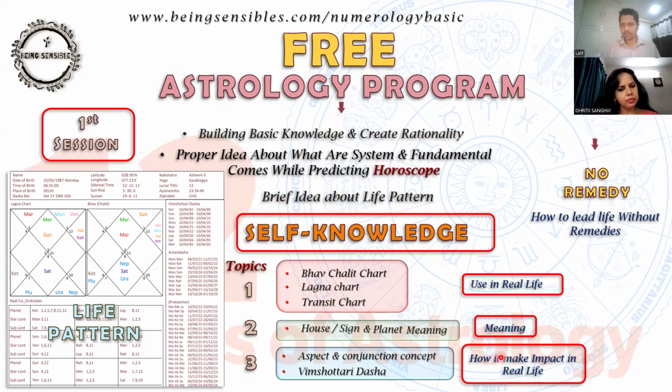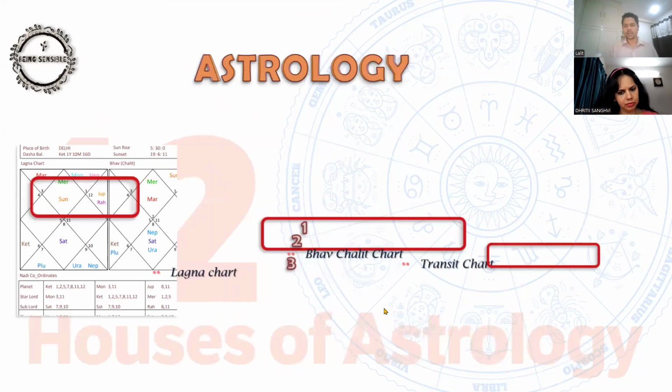So I made it in 3 different parts: the first topic, second topic, third topic. Although there are many topics, in the first topic I'm coming with Bhav Chalit, Lagan Chart, and Projected Chart. So I'm going to go first with Bhav Chalit, Lagan Chart, and Projected Chart.